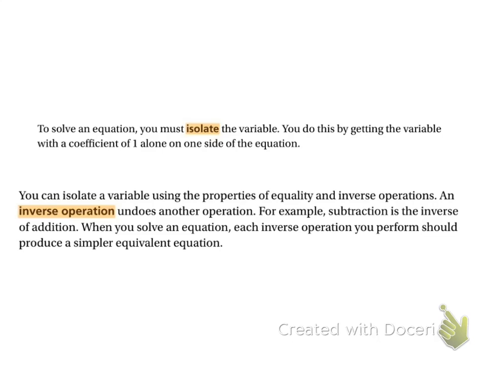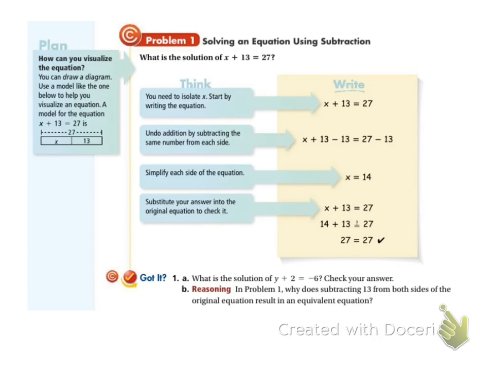Okay, when we're solving equations, we isolate the variable. We get the variable alone. And we do that by using inverse operations. So if I'm multiplying, I need to divide. If I'm currently adding, I need to subtract. I need to do the opposite operation, or the inverse operation.